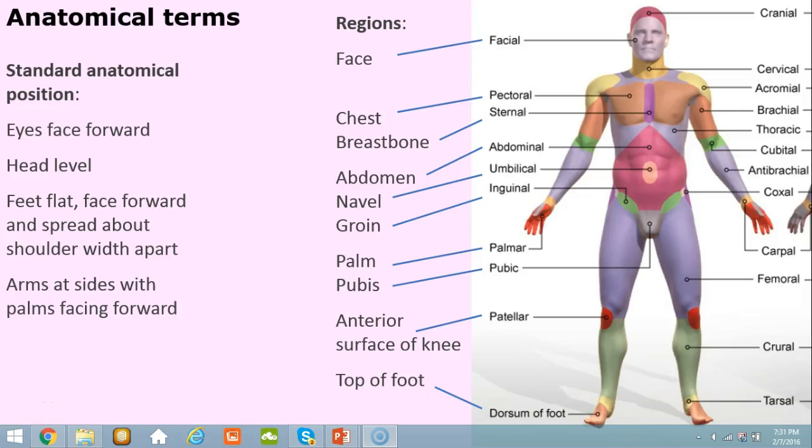Anatomical terms, there are lots of them. We'll just learn one at a time, and then they're not so bad. When we study positions and names, we always begin from the standard anatomical position. And if you see this colorful guy here, you can see there it is. Eyes facing forward, head is level, feet are flat, and the feet face forward, and they're spread about shoulder width. Arms are at the side, and the palms are facing forward. So that right there is the correct anatomical position.